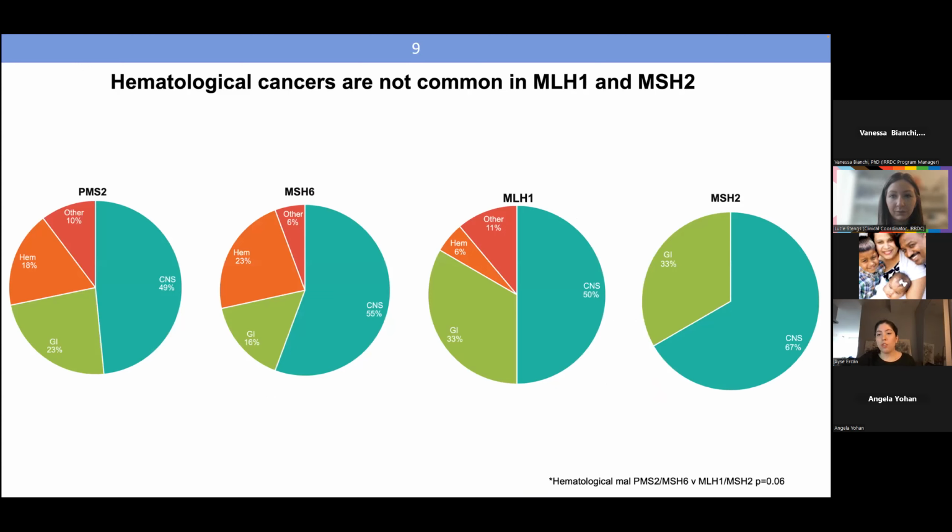So now that we've established the spectrum of cancers, we wanted to get into some insights on genotype phenotype. Remember I said that there were 4 genes. Here we want to see, are there differences in the cancer types based on the germline gene that is affected? And the main thing that we notice here is that hematological cancers, the orange ones here, are very common in MSH6 and PMS2, but almost do not exist in MLH1 and MSH2. There's very, very few of them. And we think that this might be due to the nature of these mutations based on the biological role that MSH2 and MLH1 play in the cells.